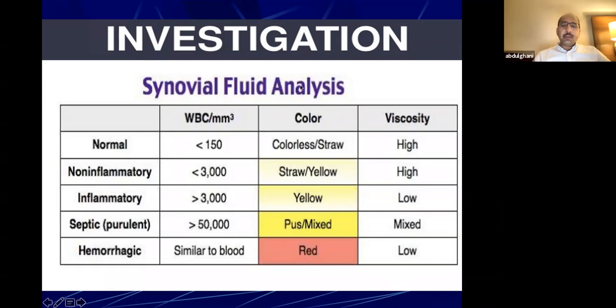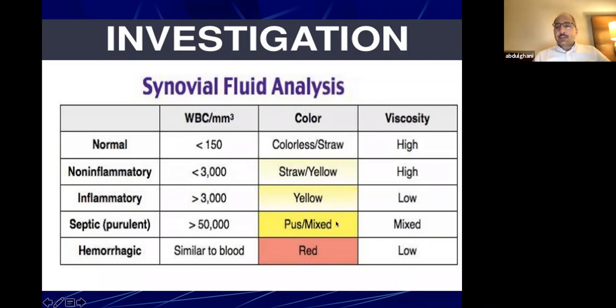Synovial fluid can grossly tell you quite a few things. Normal fluid is going to have less than 150 WBC. Then non-inflammatory, inflammatory arthropathy, and septic arthritis involving, I already told you, more than 50,000, and in case of hemorrhagic, similar to the blood.